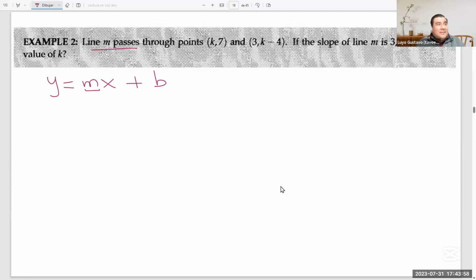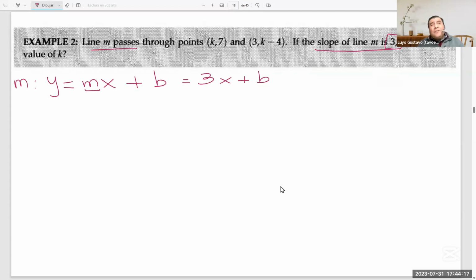M at the same time is also the name of the line. So how do you calculate the slope? They are telling you that this is 3. So you have the equation 3x plus b. Can we find k? Take a look.